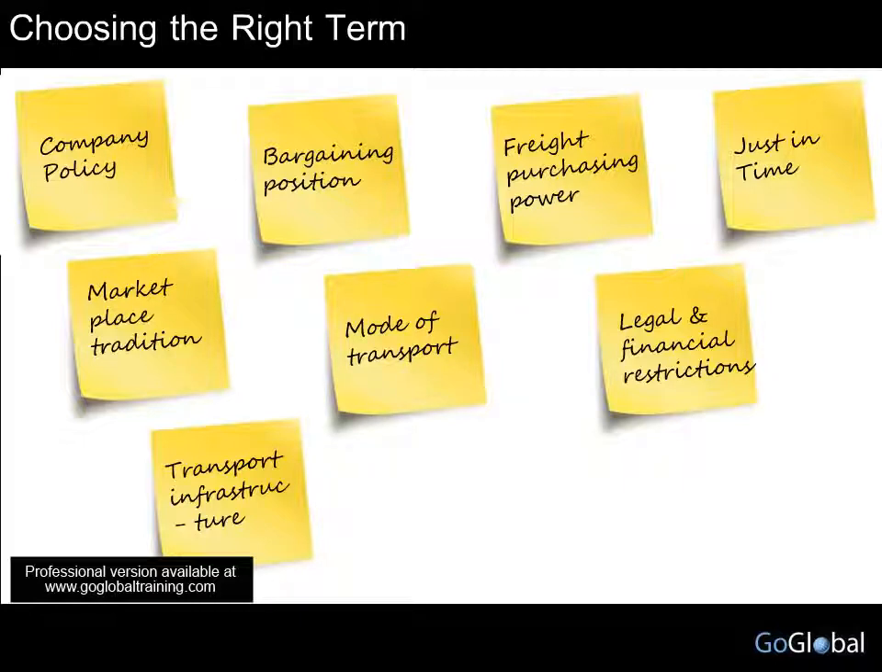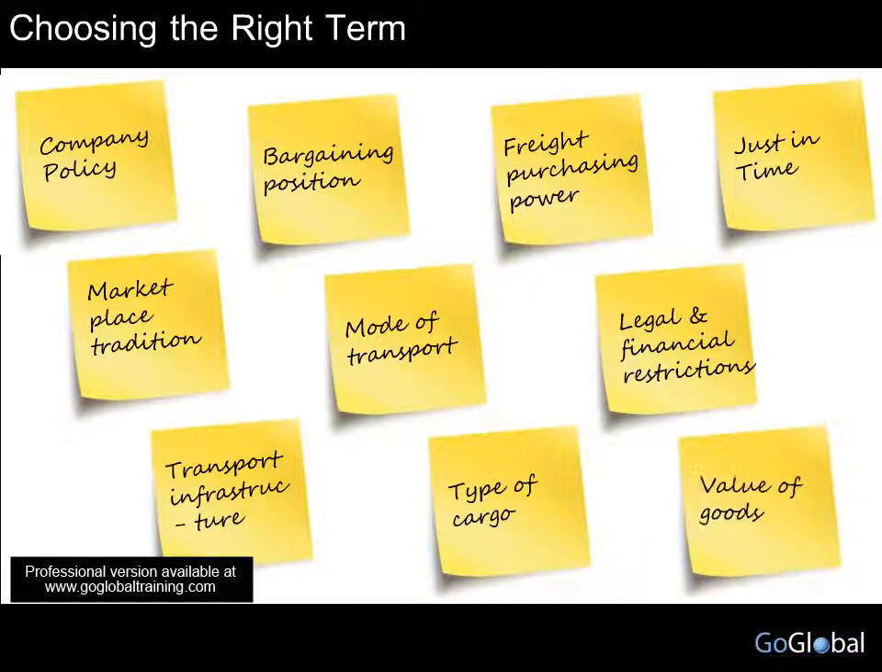The mode of transport. If goods are being shipped by road or air, then traditional sea freight terms would not be appropriate. The type of cargo to be shipped. For example, loose cargo may be loaded directly into a ship, in which case a sea freight term would be best. Finally, the value of the goods shipped can be a factor.